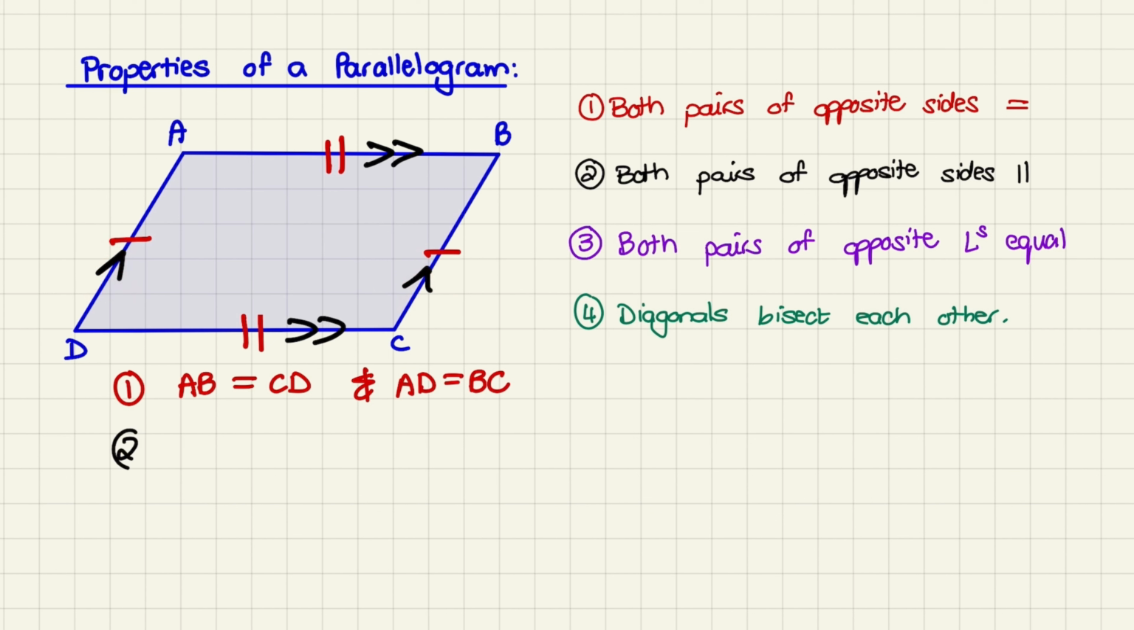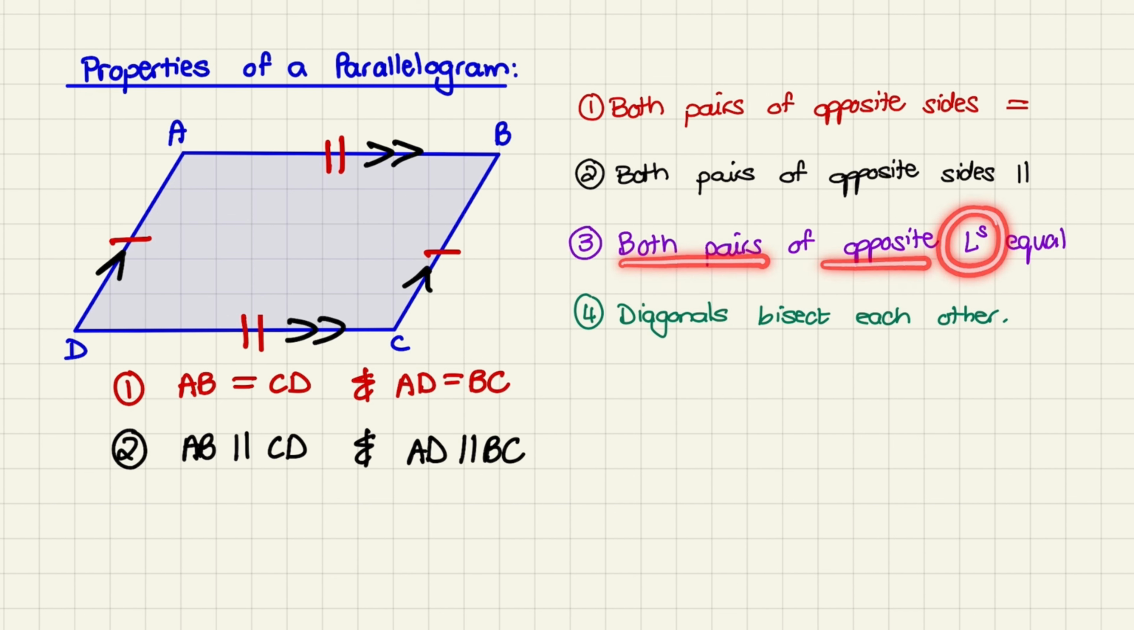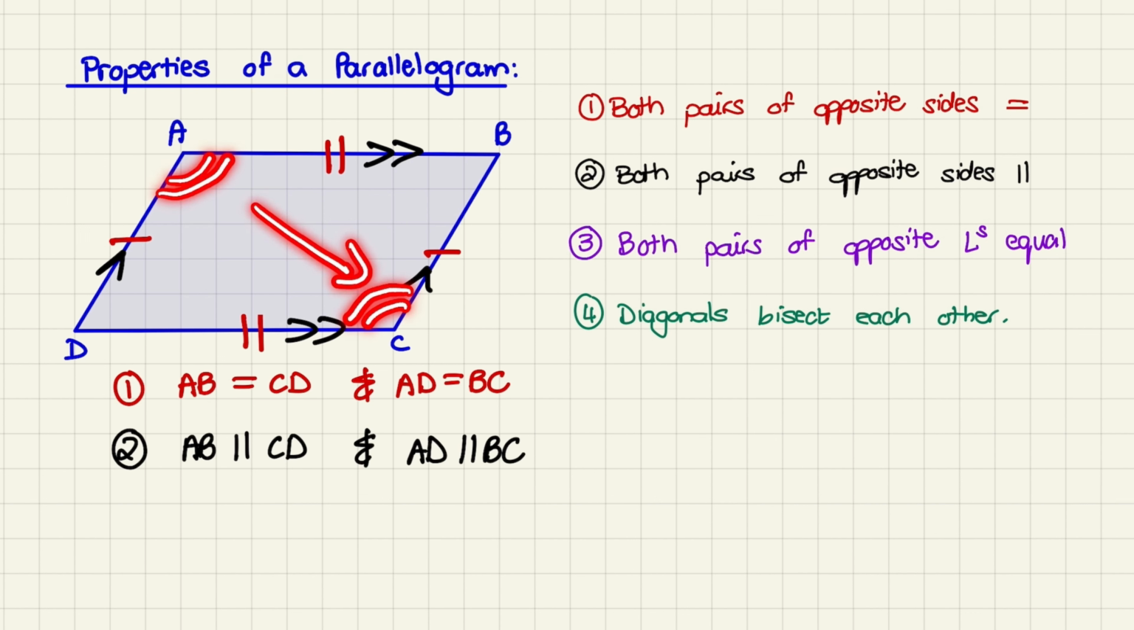So how we write it mathematically is we would say AB is parallel to CD, and we can say that the line AD is parallel to BC. Our third property is that both pairs of opposite angles are equal. So this is referring to interior angles, and they're saying that those sets are paired together.